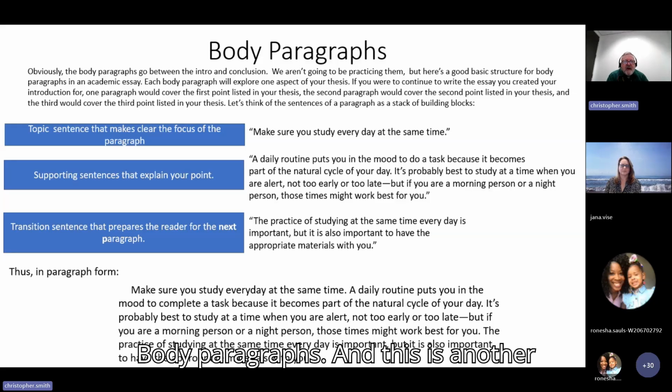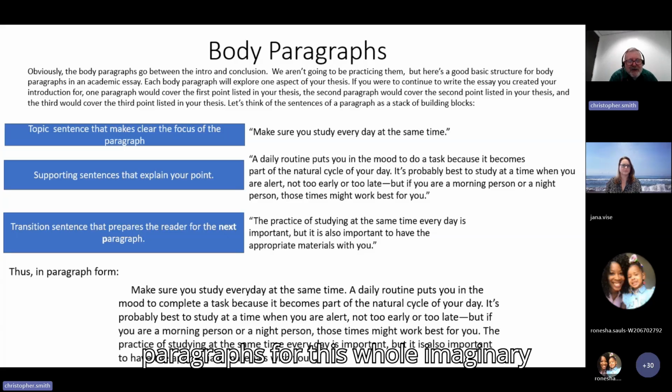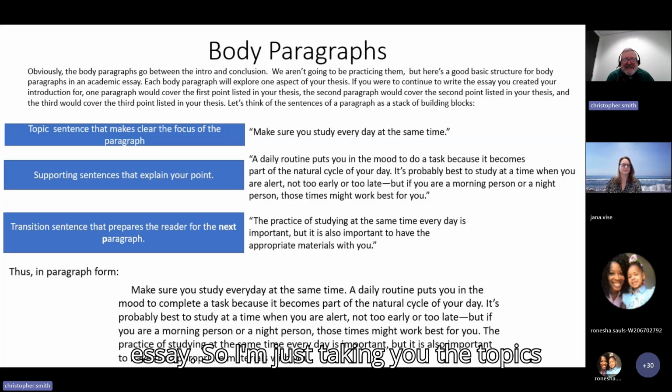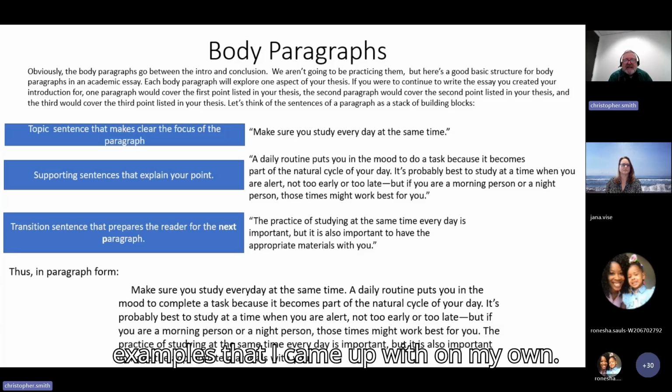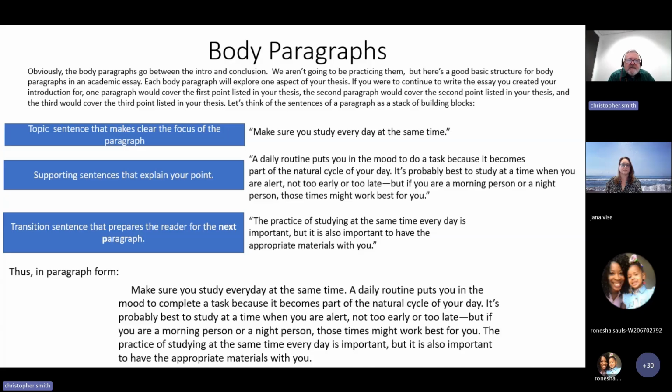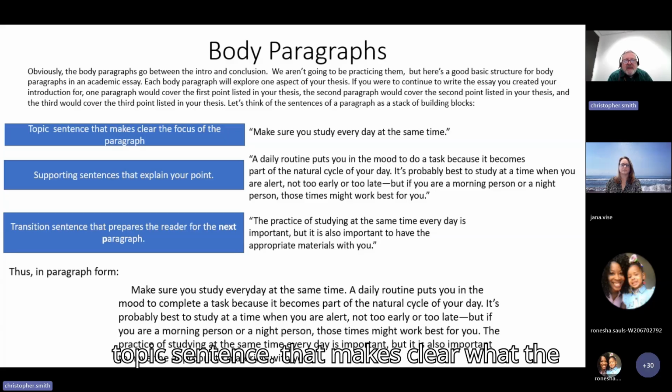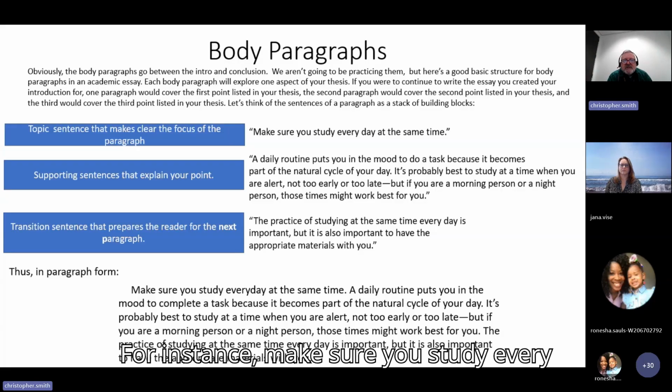Body paragraphs. And this is another reason, because I don't want to keep making y'all fill out body paragraphs for this whole imaginary essay. So I'm just taking the topics here from the little examples that I came up with on my own. When you're writing a body paragraph, think about it as sort of like a three-layered cake. You always start your body paragraph with a topic sentence that makes clear what the focus of the paragraph is. For instance, make sure you study every day at the same time.